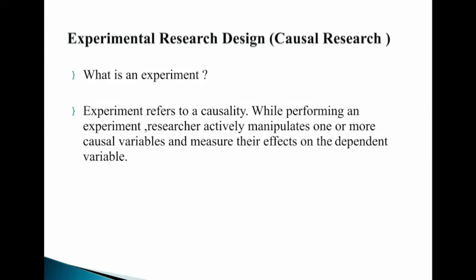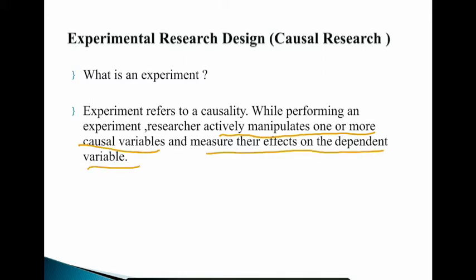So let's begin the understanding of experimental research design, which we also call causal research. First of all, before getting into the types of it, we have to understand the fundamental meaning of an experiment. What is an experiment? As you can see in the slide, experiment refers to causality. While performing an experiment, the researcher actively manipulates one or more causal variables and measures their effect on the dependent variable.